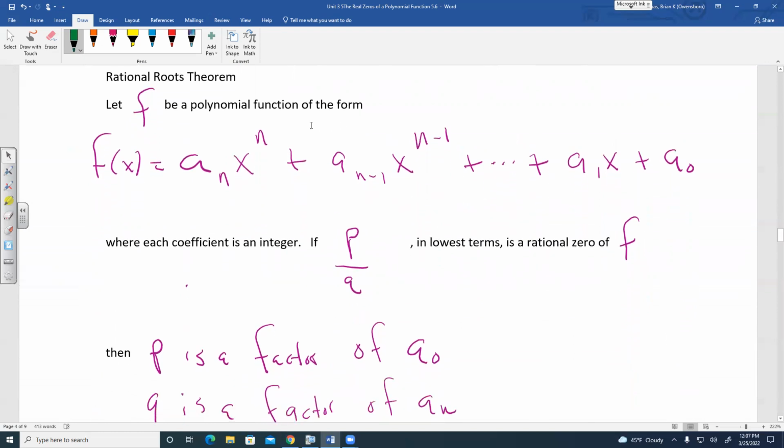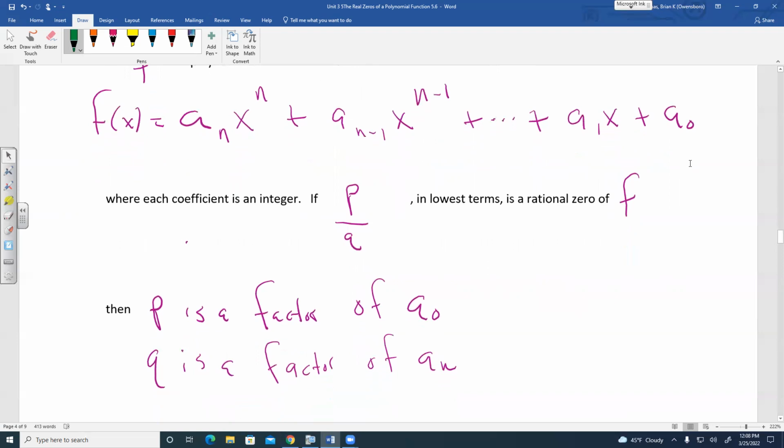So let f be a polynomial function in the form of, we've seen that before. So the big thing is the leading coefficient and the constant's really what we're paying attention to. In the polynomial function, each one of these coefficients is going to be an integer. So if P over Q in lowest terms is a rational zero of f, then P is a factor of a sub 0 and Q is a factor of a sub n.